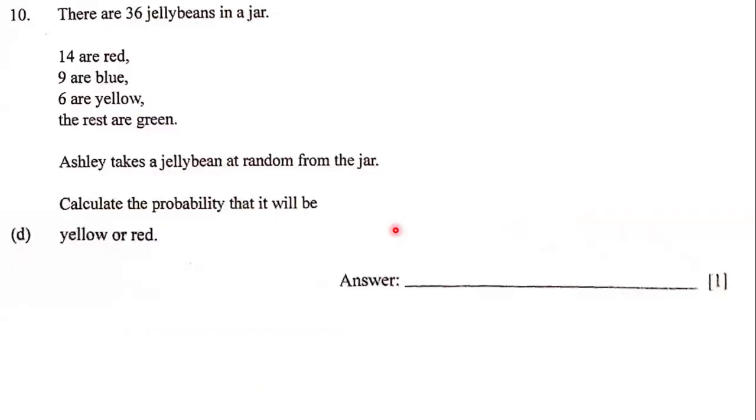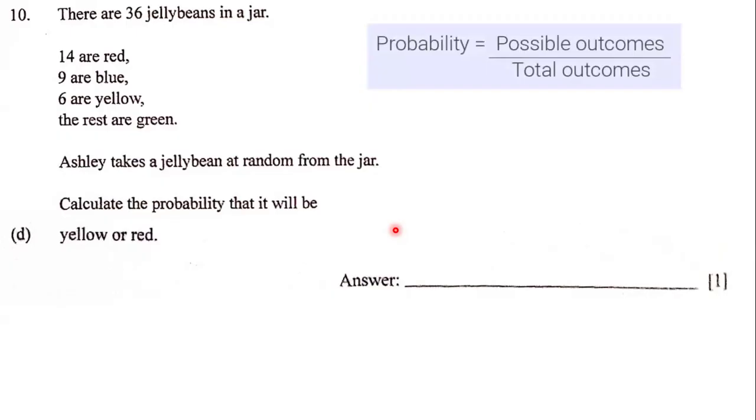Now, they want us to calculate the probability that the jelly bean will be yellow or red. So first we need to calculate the probability of it being yellow, and then calculate the probability of it being red, and then add them. What is the probability of it being yellow? Well, there are 6 yellow. So the probability of getting a yellow would be 6 over 36. And then for red, the probability of getting a red jelly bean is going to be 14 over 36, because there are 14 red jelly beans.